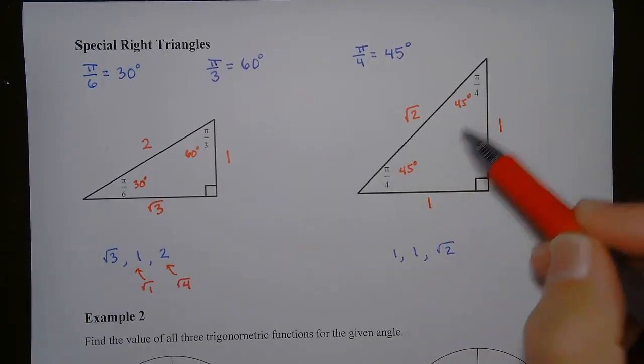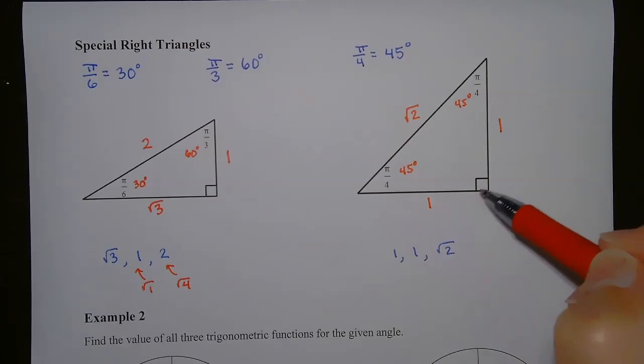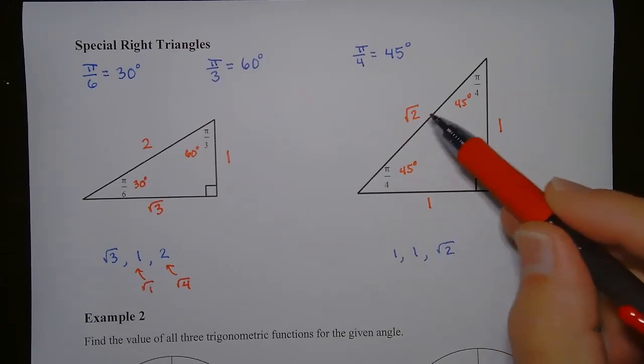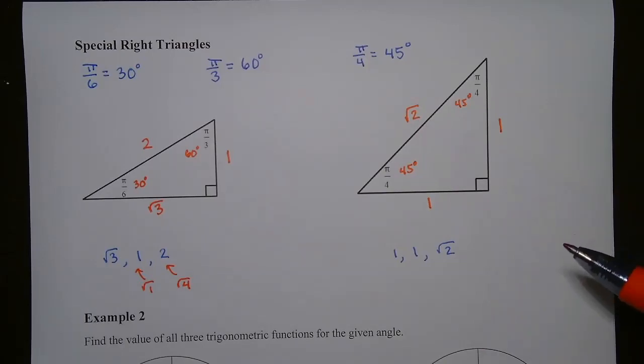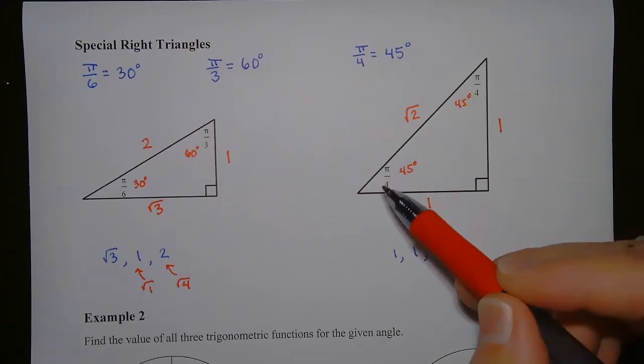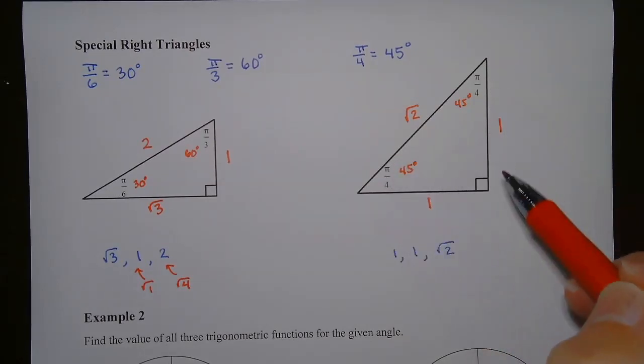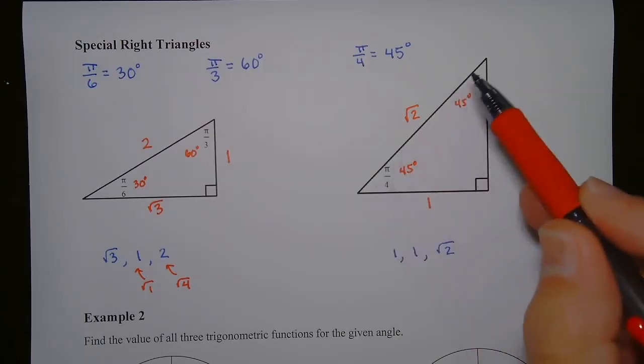So for a pi over 4, 90-degree angle, the sides are going to be 1, 1, and the square root of 2. And the square root of 2 is going to be the hypotenuse. All right, so we've got to commit to memory on a pi over 4, or a 45, 45, 90, the legs are both 1, and the hypotenuse is the square root of 2.